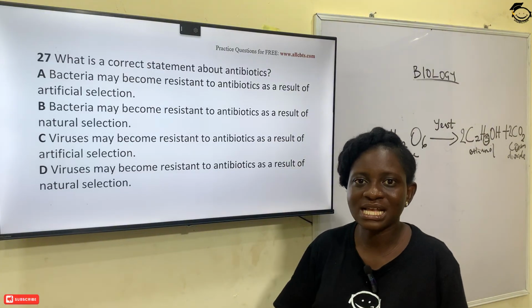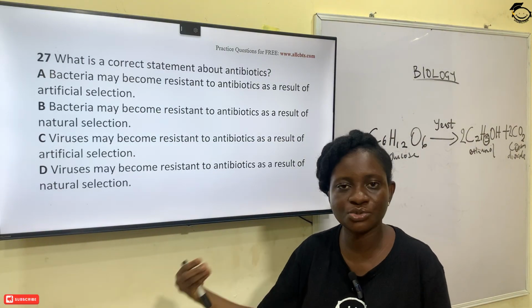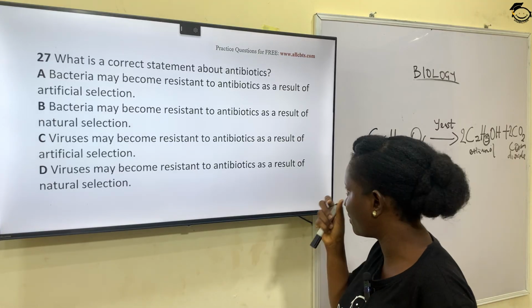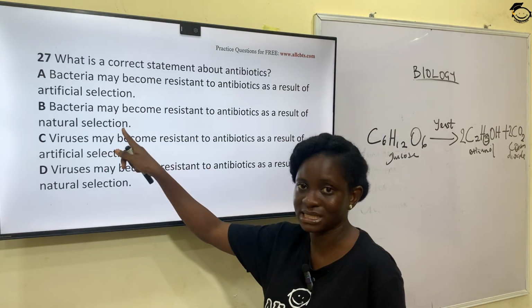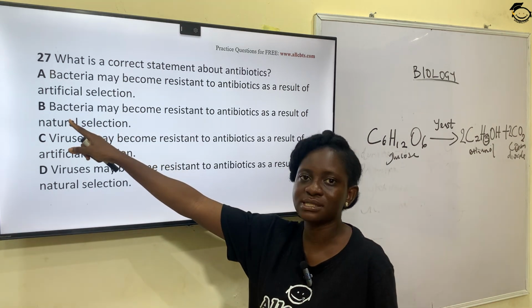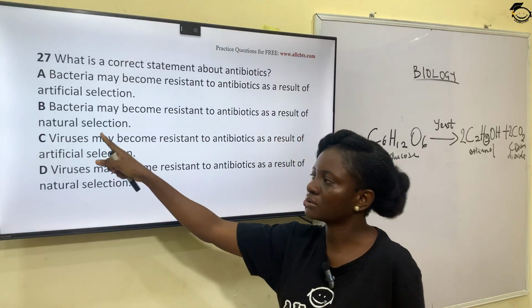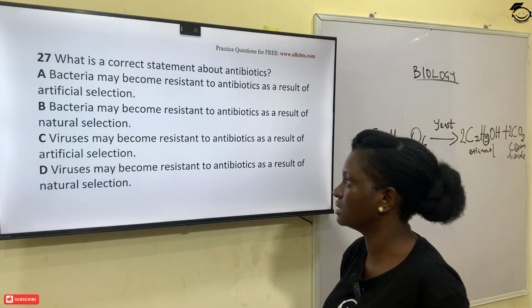And these traits can be passed to the offspring. The same resistance traits can be passed. So that's what natural selection means. So option B is the correct answer. Bacteria may become resistant to antibiotics as a result of natural selection.